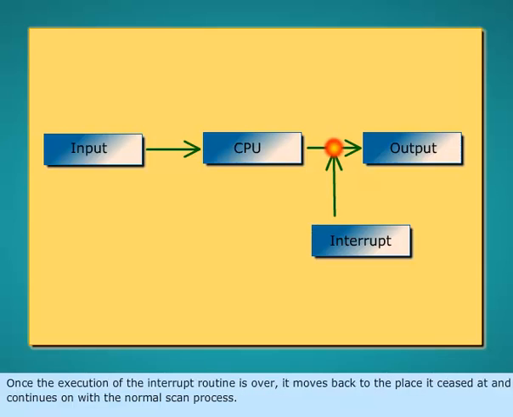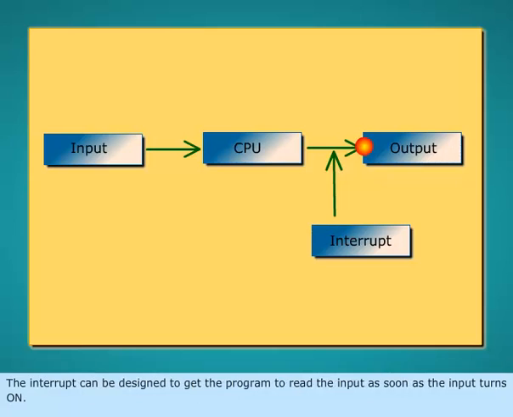Once the execution of the interrupt routine is over, it moves back to the place it ceased at and continues on with the normal scan process. The interrupt can be designed to get the program to read the input as soon as the input turns on.